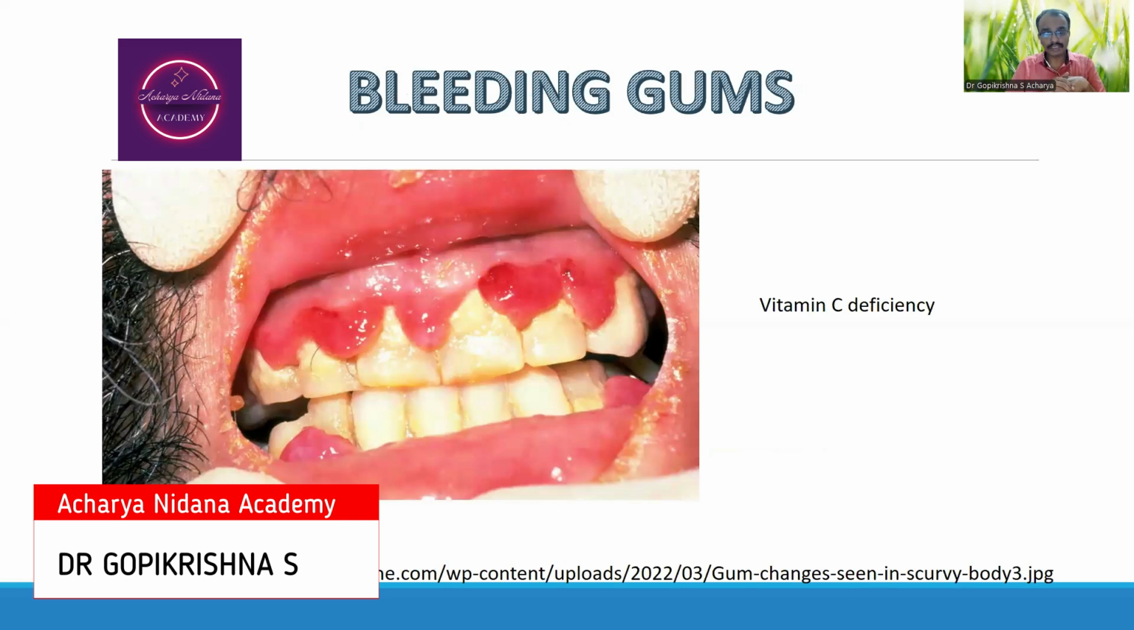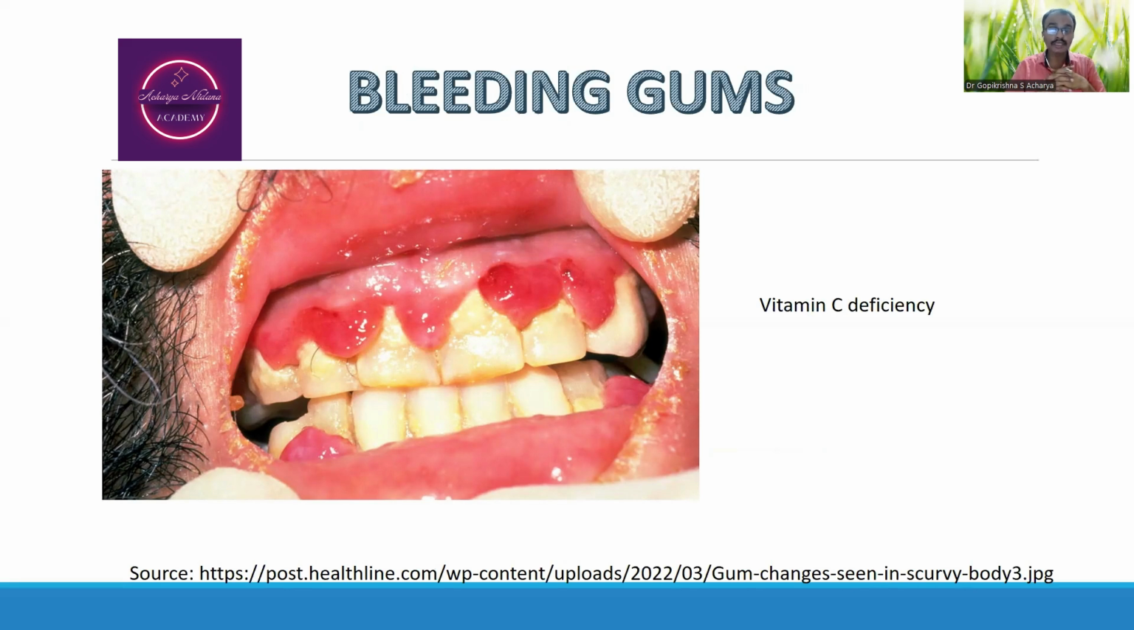This is considered to be hypertrophy of the gums, and in 3 different locations we are seeing bleeding also, which is considered to be scurvy, vitamin C deficiency.